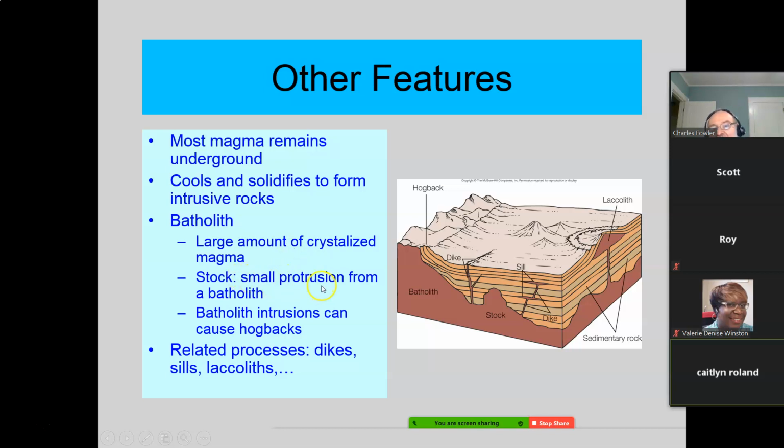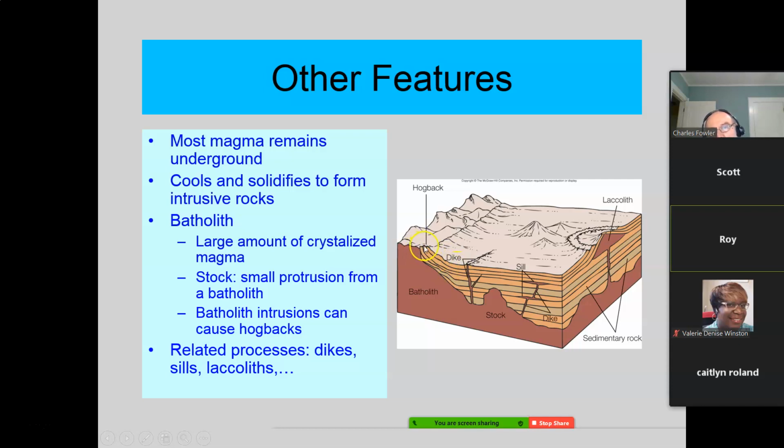Now a stock is a smaller protrusion from a batholith. See, a stock doesn't make its way later to the surface, but it does make its way up into the layers of the sedimentary rock. The batholith intrusions can cause hogbacks. Now what that is where it's bent the sedimentary rock upward, and layers that were older now show up on the surface because it's been built.